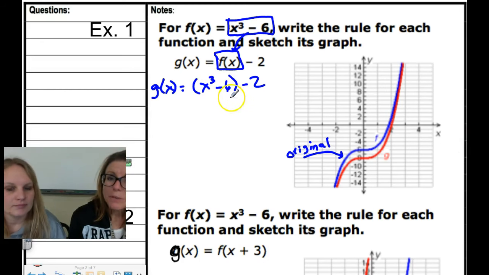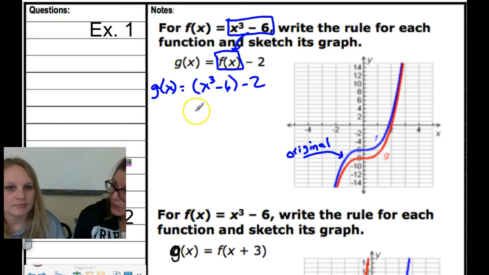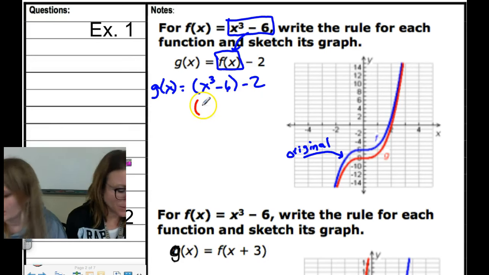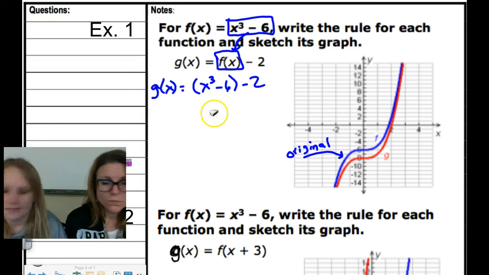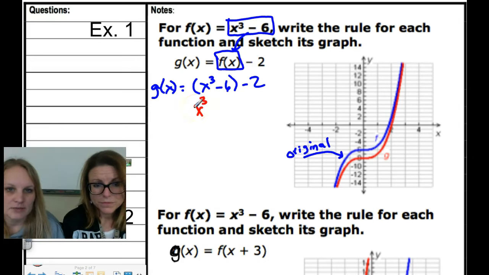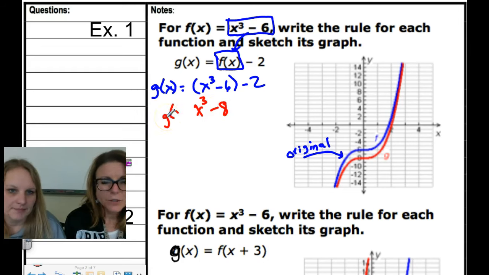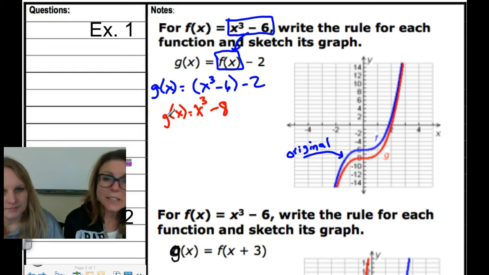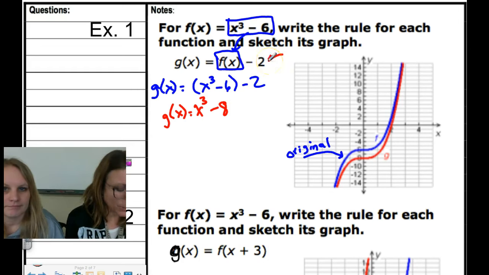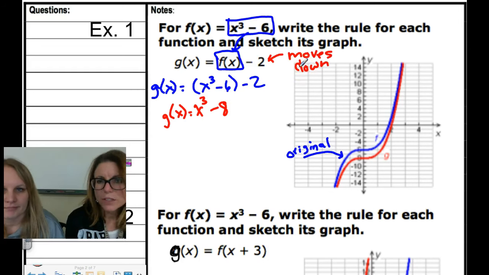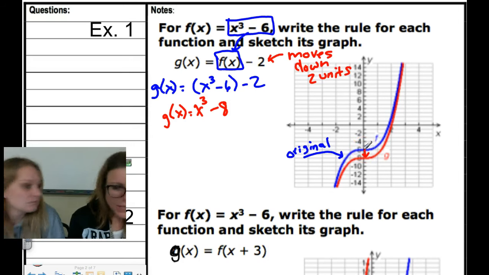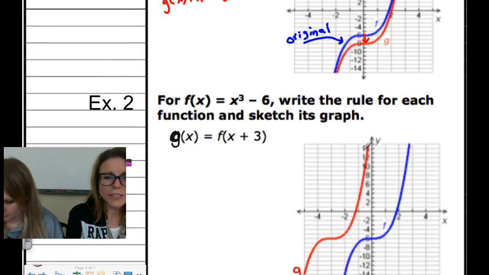And now we can combine like terms because negative 6 minus 2 is negative 8. So you end up with x cubed, we don't even need parentheses anymore, right? So we have x cubed minus 8. And then maybe write g of x, because you just created the new rule, equals that. And that's it. So what it's saying is when the minus 2 is outside, that means it's going down 2. So down below, it moves down 2 units. And that's what happened. It moved down 2 units. That's it, right? So let's go on and look at example number 2.